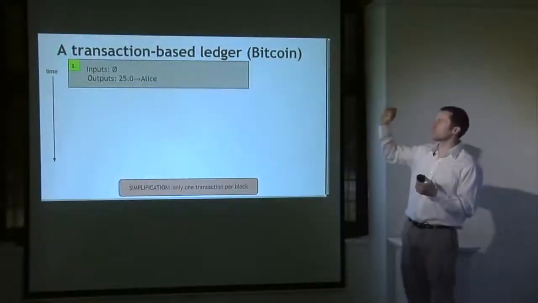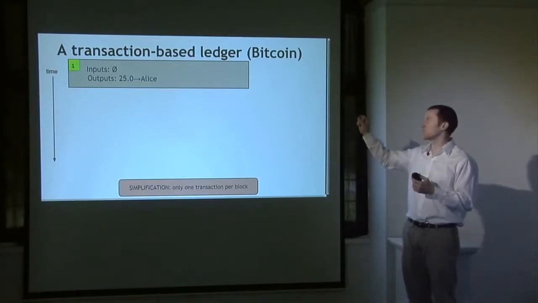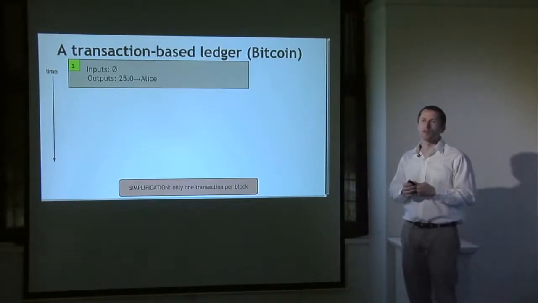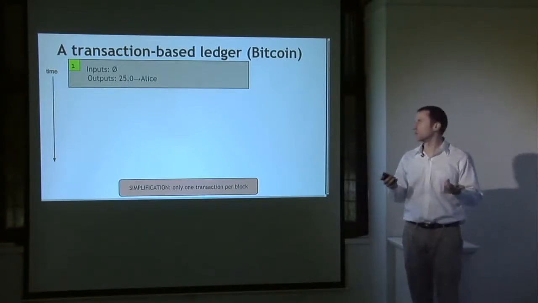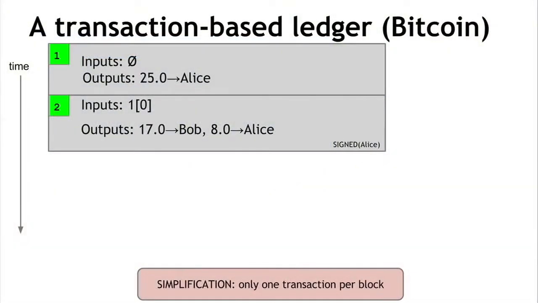So we'll start with transaction 1, which has no inputs because this is new currency being created, and an output of 25 coins going to Alice. And again, since this is a transaction where new coins are being created, there's no signature required here. Now, let's say that Alice wants to send some of those coins over to Bob.